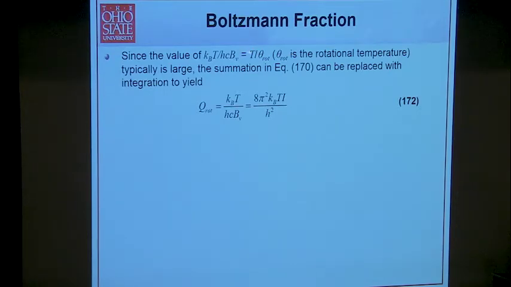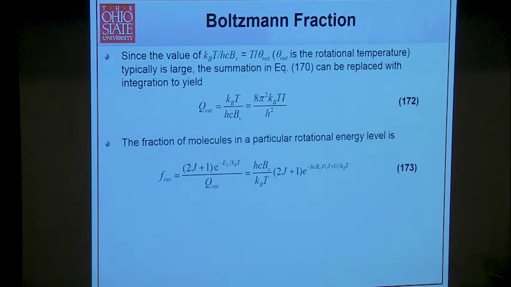Since T, the actual gas temperature, is typically large compared to the rotational temperature, we can replace the summation with integration. We can just integrate the term, and we end up with the rotational partition function being equal to this term here. Now we can look at the fraction by taking the energy in any Jth rotational line divided by the partition function, and we get this expression here. Remember, what we've done for the vibrational and for the rotational is that this tells you the fraction lying in just the particular individual rotational or vibrational state.